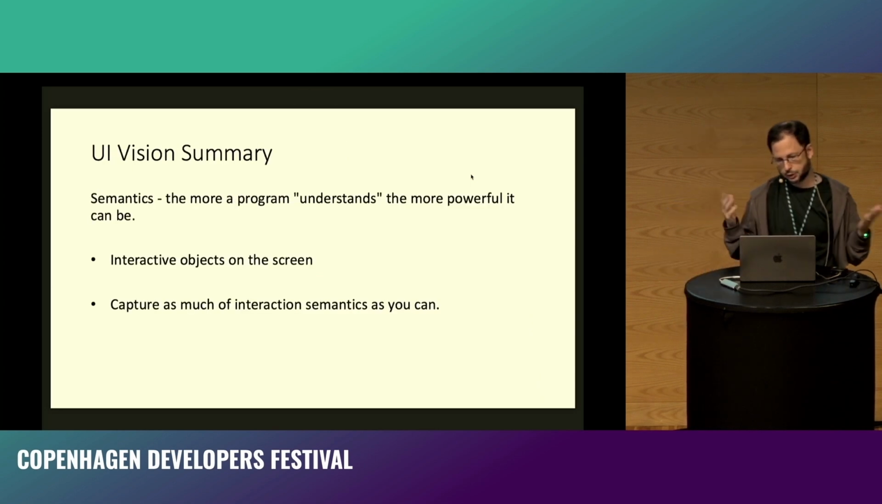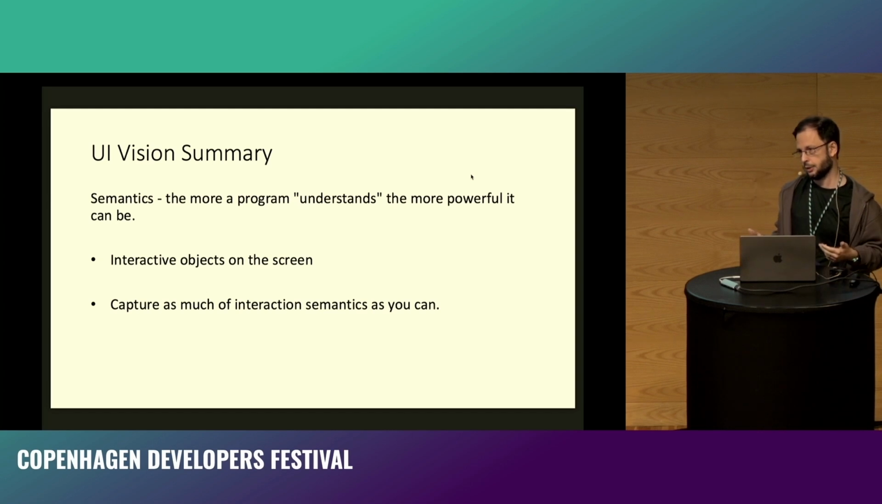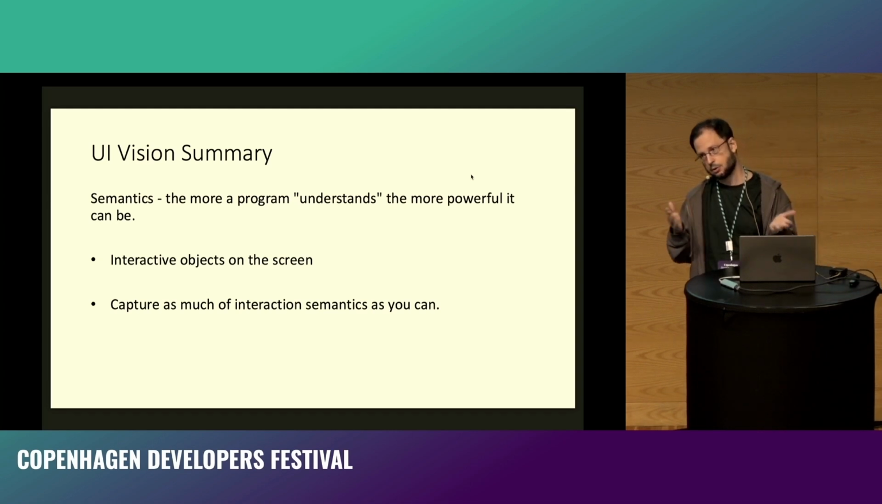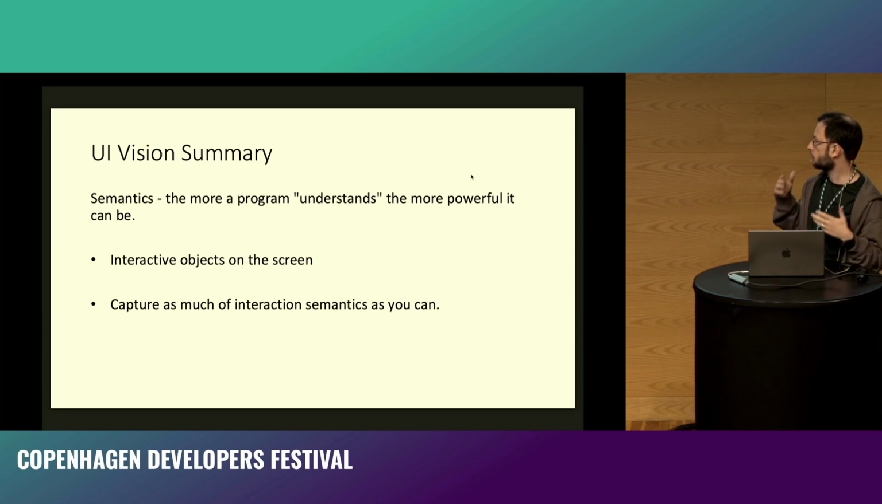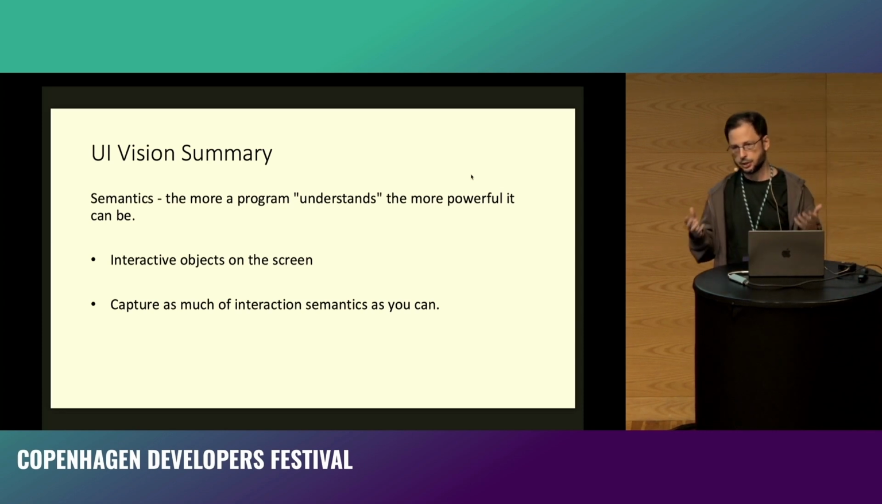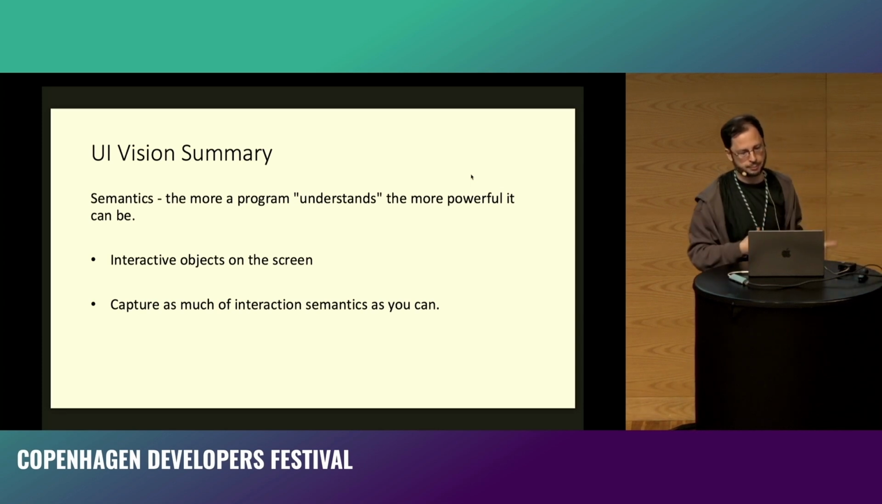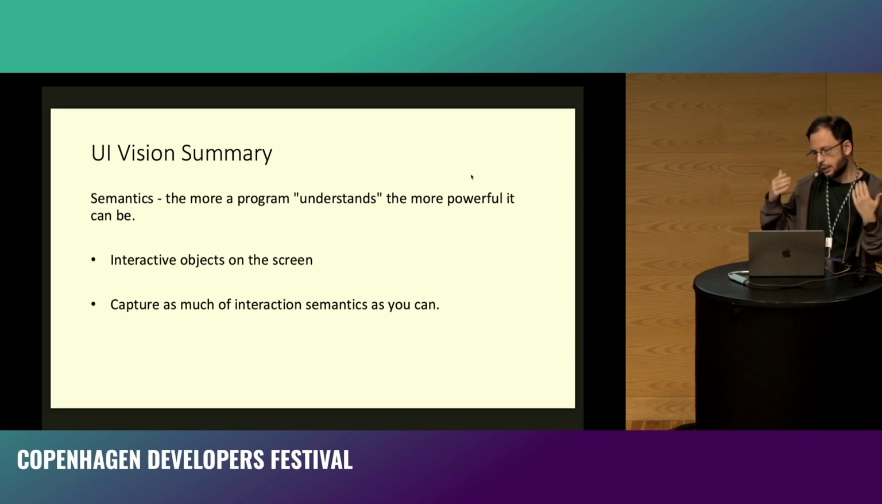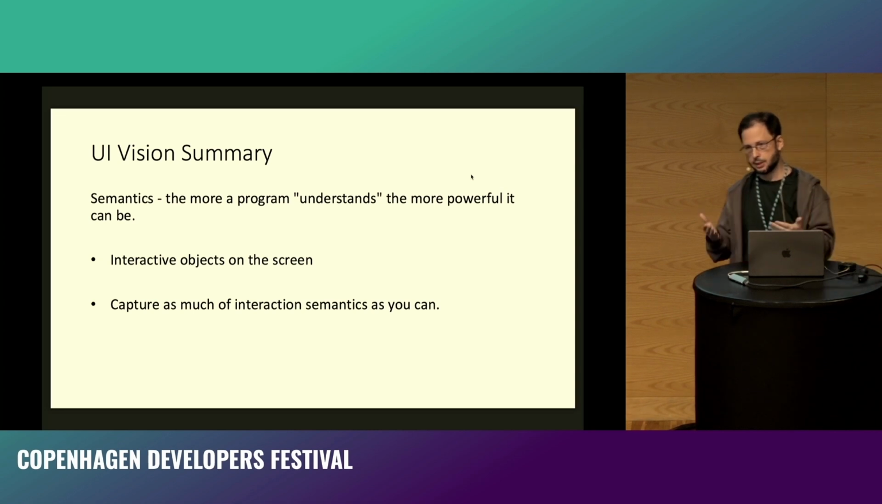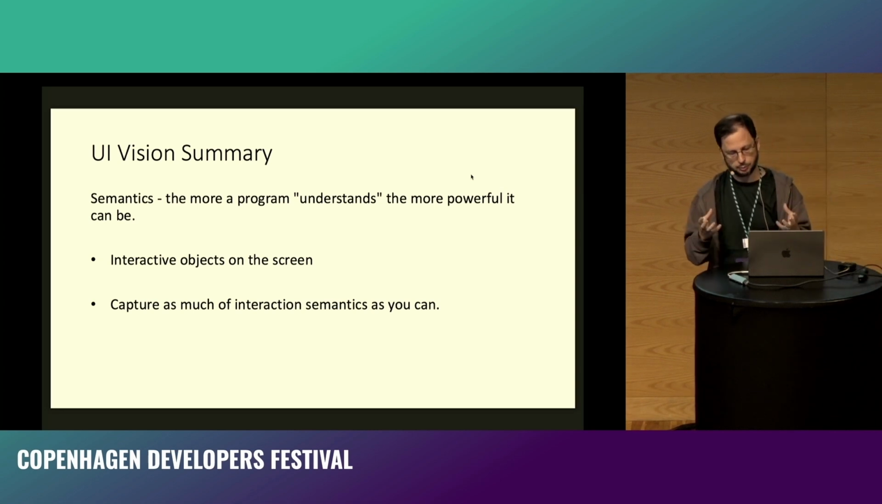So to summarize the vision for such an interface, which you might not call Unix shell after that, the ideas are interactive objects on the screen, catching up with 1976, as opposed to, let's say, fish shell, which catches up with the 90s. I'm catching up with 76. And you need to capture as much of the semantics of this interaction as you possibly can. It will assist you when you are replaying the whole thing tomorrow.